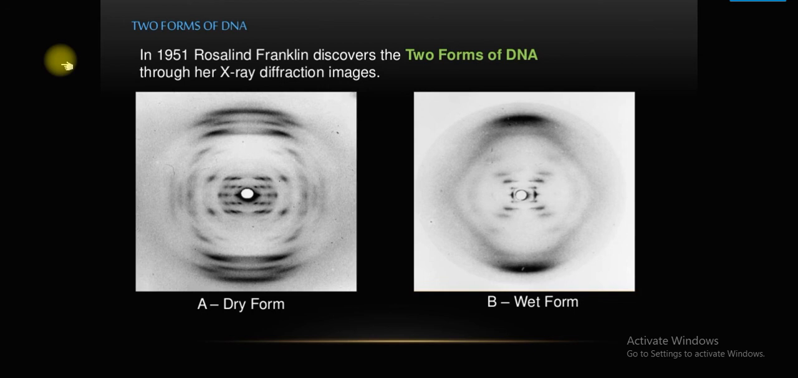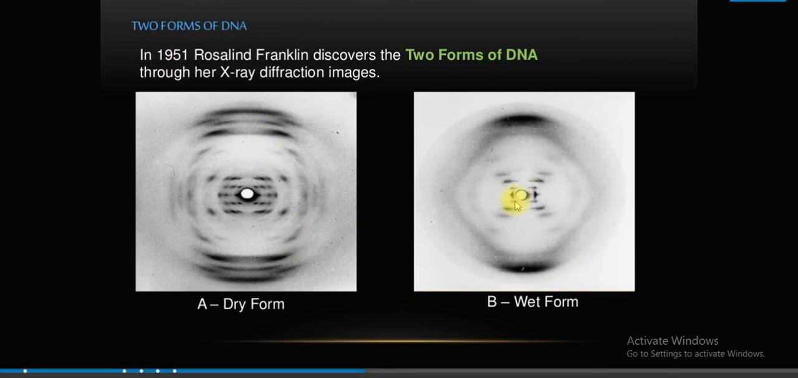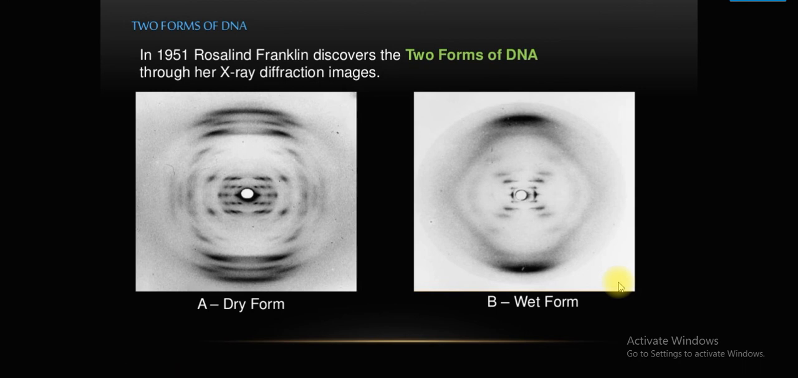Photo 51 still shows the classic diffraction pattern, but in this case the sample still contained water and was not in crystal form. As you can see in this diagram, this is a wet form where you can see an X-shaped structure, and it is a double helical structure, which was mainly proposed from Franklin's work around 1951.